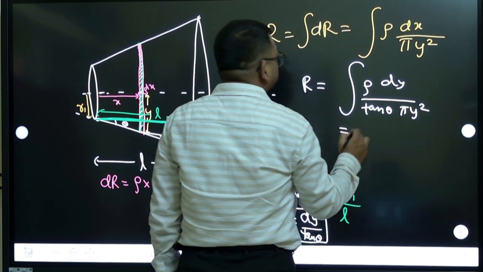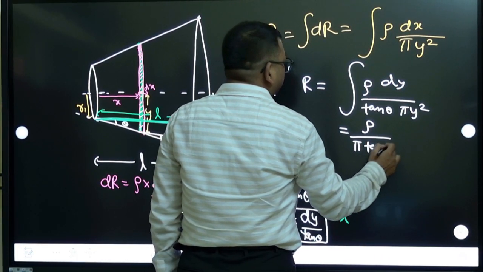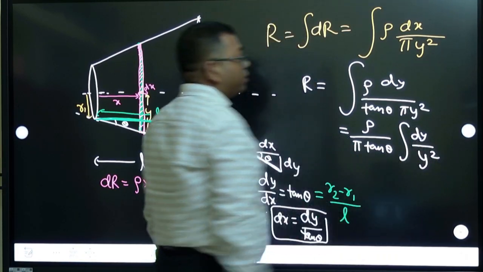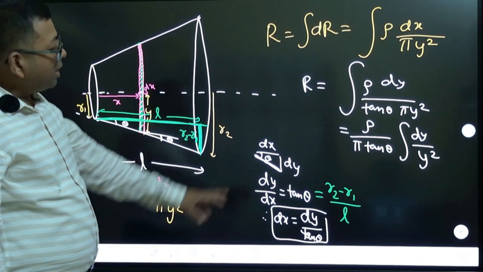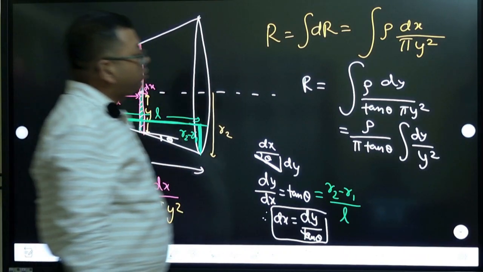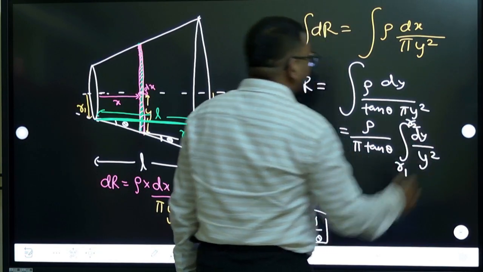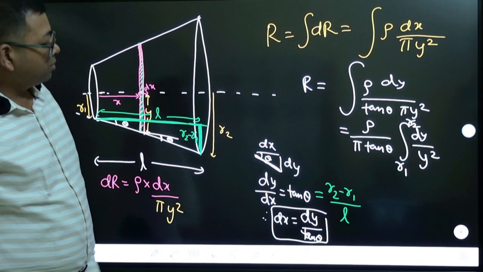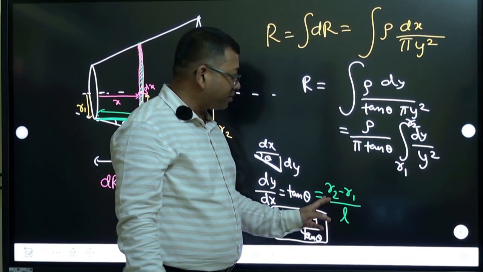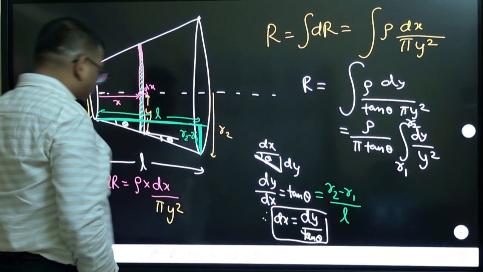Now everything constant will come out. Resistivity by pi tan theta comes out. You have to only integrate dy by y square, and y is the radius. So the radius is changing from r1 to r2. You know the limits also. Now you can integrate. Then tan theta we will substitute afterwards. It is r2 minus r1 by L. We can do the substitution, okay.